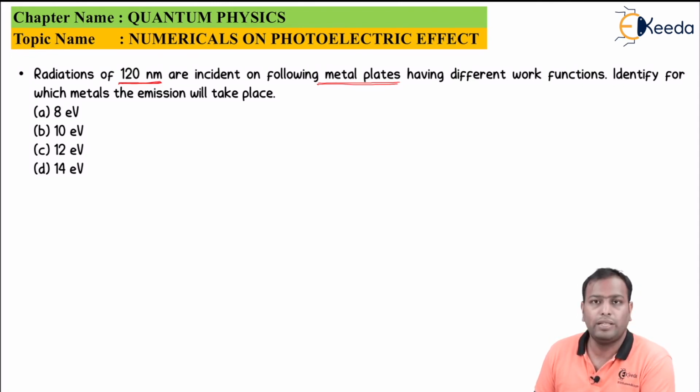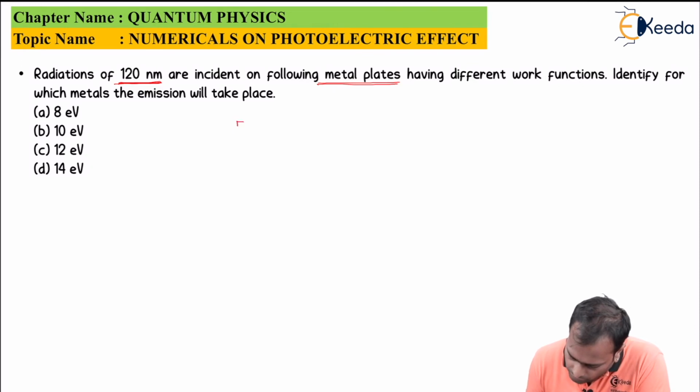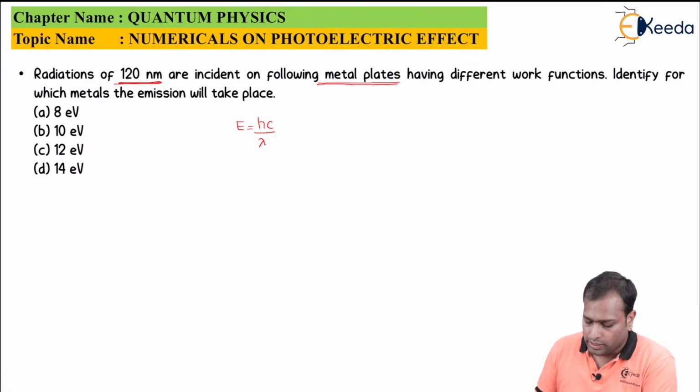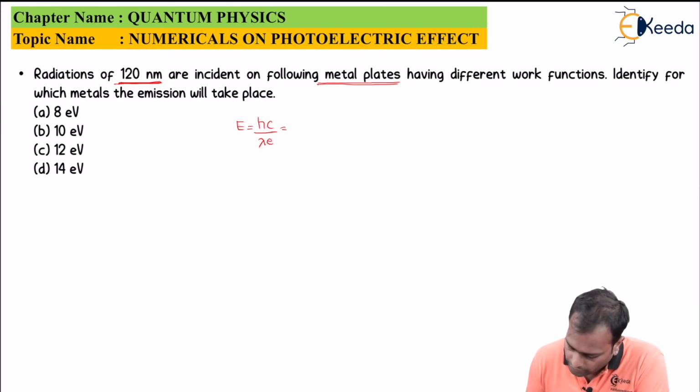So first of all, find out the energy that corresponds to 120 nanometer incident radiation. So we will be using the formula E equals hc by lambda. Now since all the energies are expressed in terms of electron volt, I'll be dividing it by e to make the formula in terms of electron volt in the very first step. On solving, you'll be getting the value as h, 6.62 into 10 to the power minus 34, into 3 into 10 raised to 8, divided by.